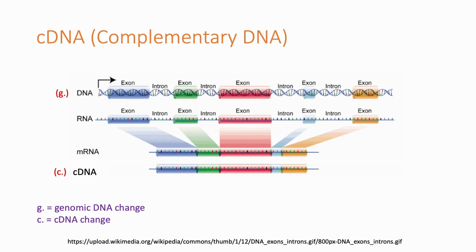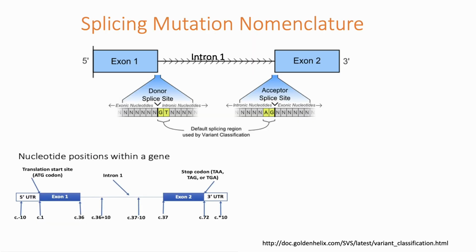Moving on, C dot represents a change in the coding DNA sequence, or cDNA. This focuses specifically on the part of DNA that is transcribed into mRNA and codes for proteins. So, c.76A>T would indicate a mutation in the coding region where adenine is swapped with thymine at position 76.